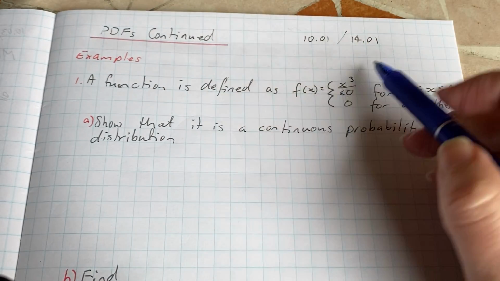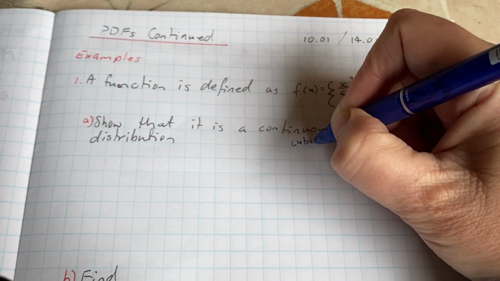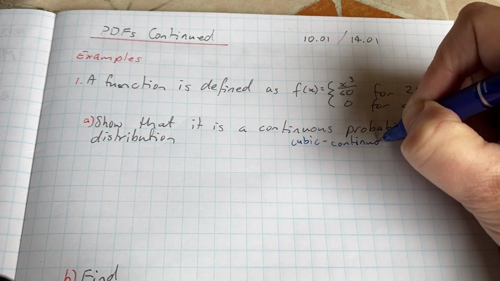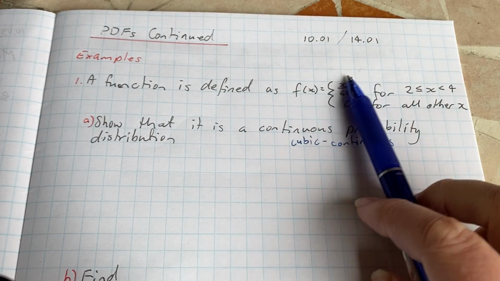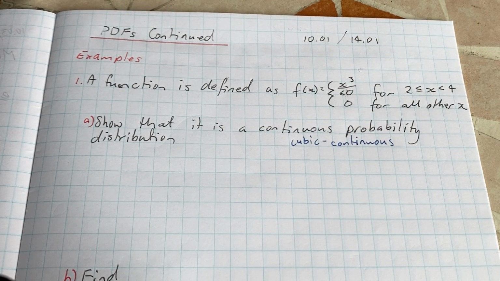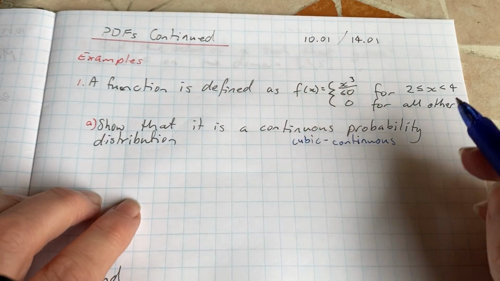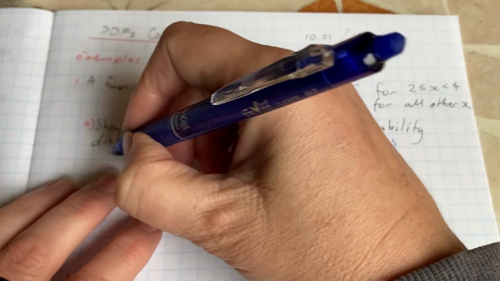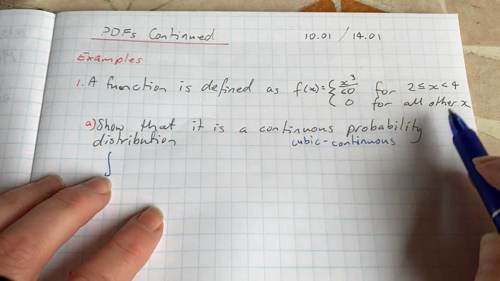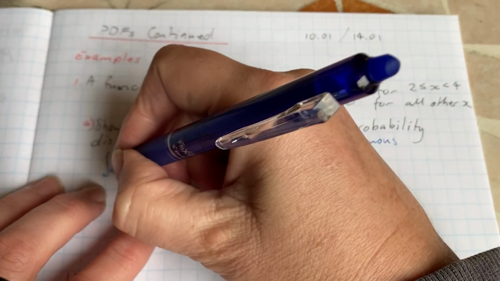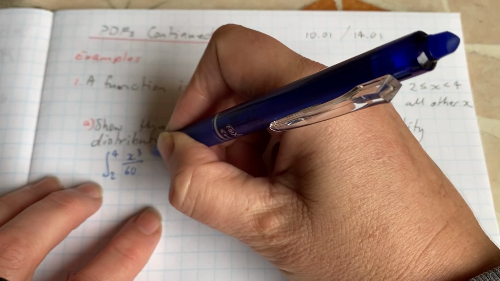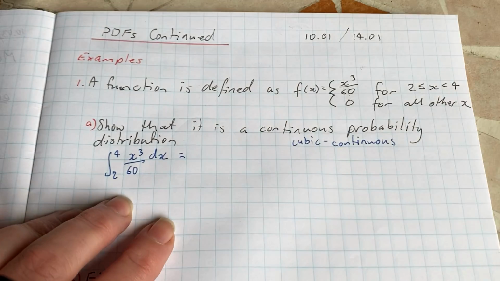Okay, so it's a cubic function, so it is continuous. We know that already. There's no limited domain for x cubed over 60. So to show that it's a probability distribution, we need to show that the area under the curve equals 1. Okay, so we find the area under the curve from 2 to 4 of x cubed on 60 with respect to x.